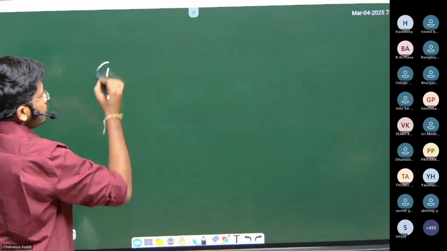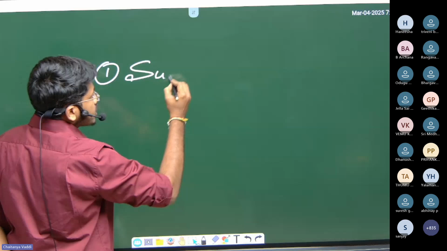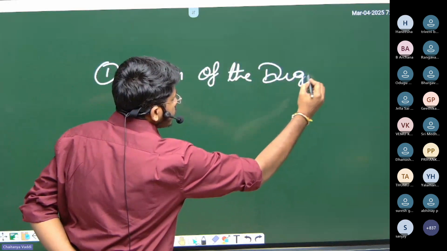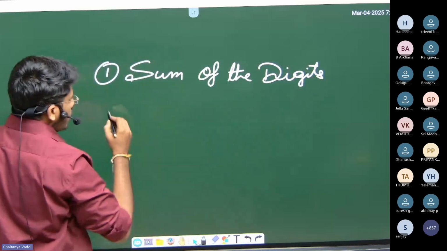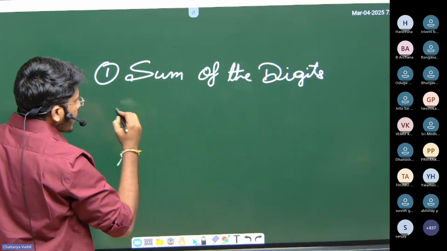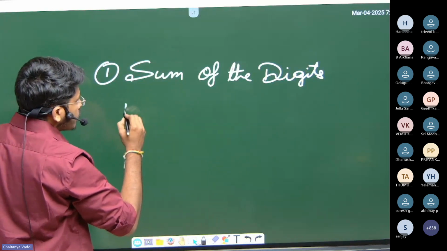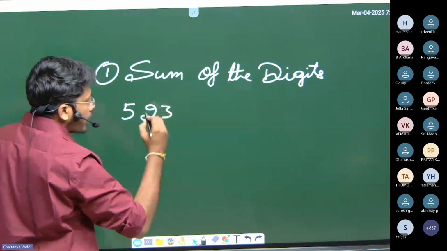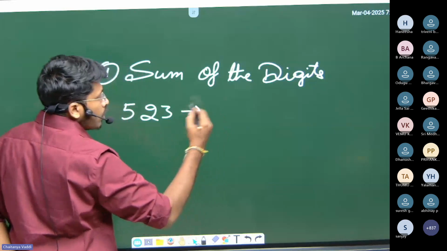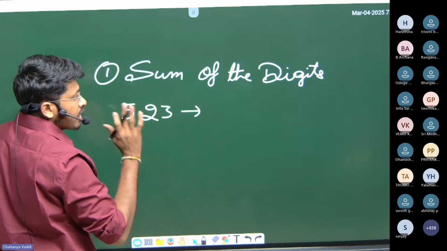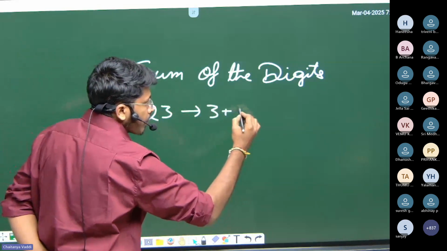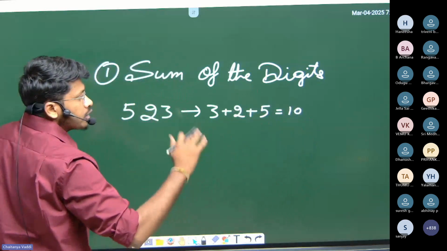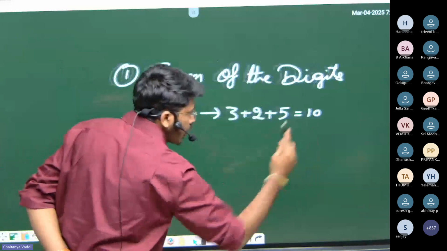First one, sum of the digits. So first, what happens with the user? User will give one number, assume that 523. From this we have to add each and every digit in this number, right? So 3 plus 2 plus 5, nothing but 10. This 10 should be output, right?